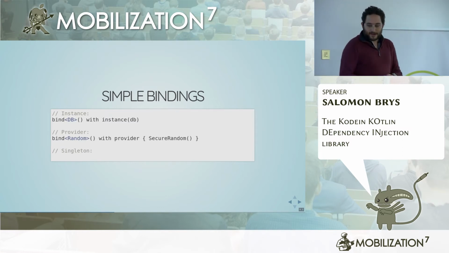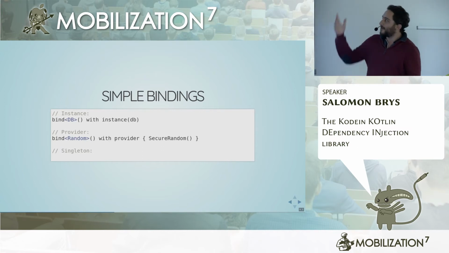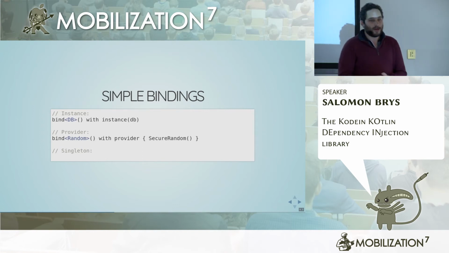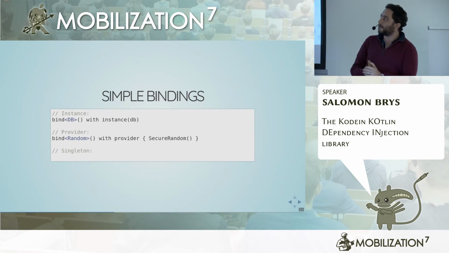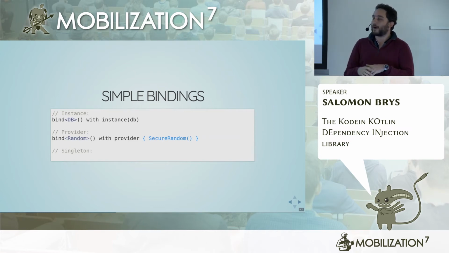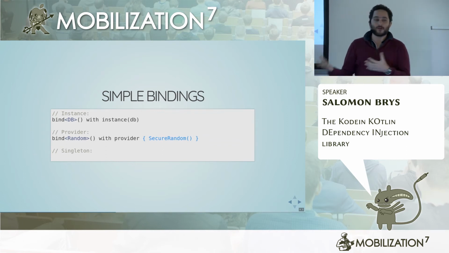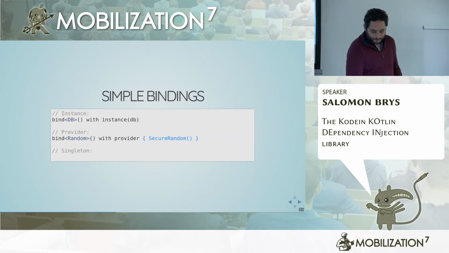You can bind a provider. A provider is a function that will be called each time you need an instance. So in this example, a new secure random will be created each time a client class of the dependency injection library will ask for a random. Notice that this is a function. It is not called at the moment when you are declaring your dependencies. Because it is a lambda, the function is stored, and this function will be called each time you need a new random.